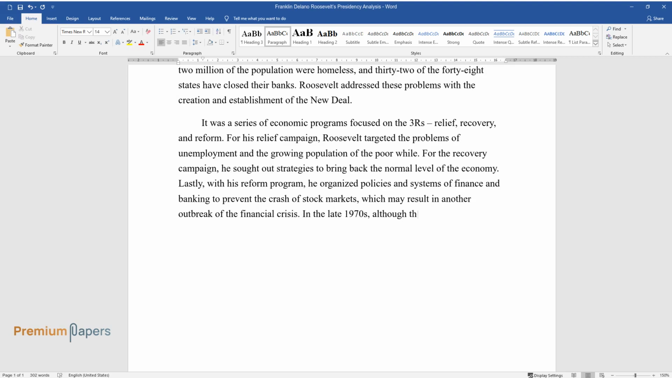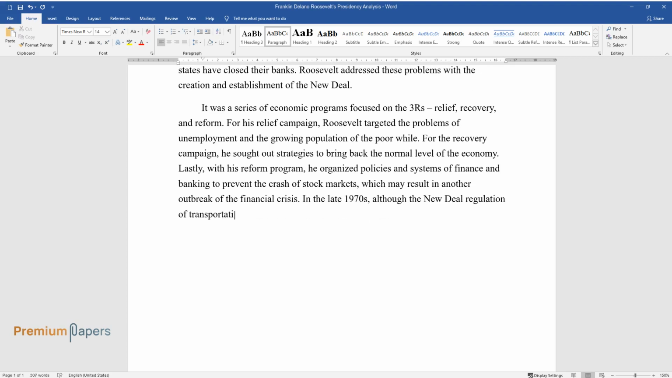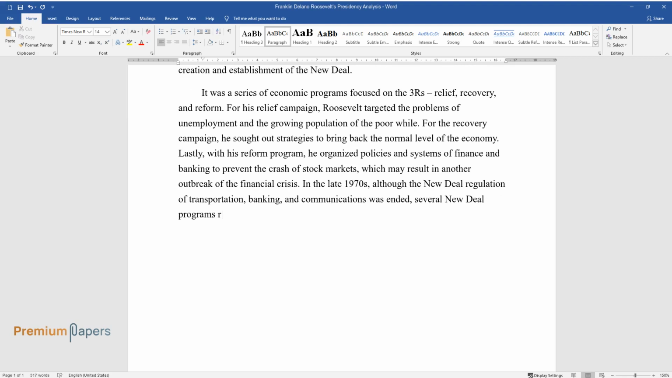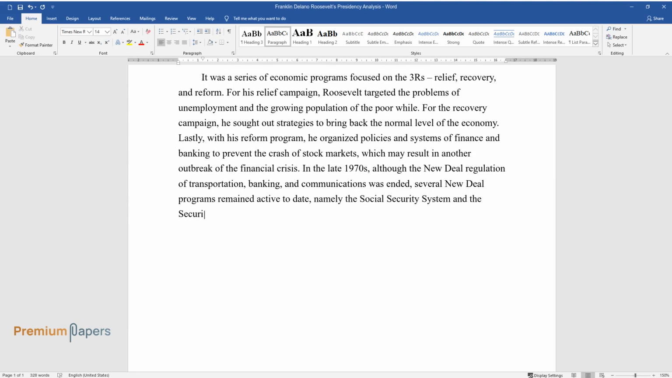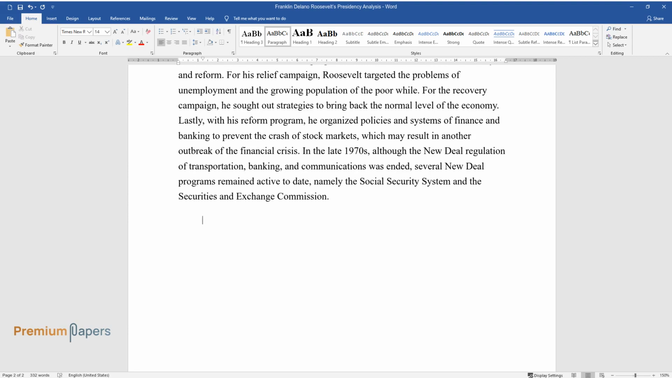In the late 1970s, although the New Deal regulation of transportation, banking, and communications was ended, several New Deal programs remained active to date, namely the Social Security system and the Securities and Exchange Commission.